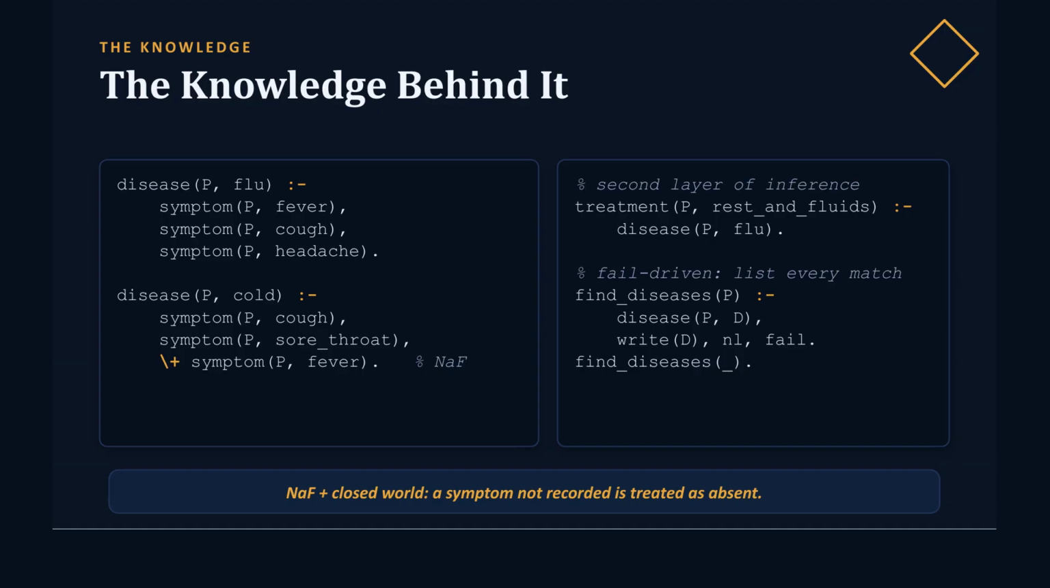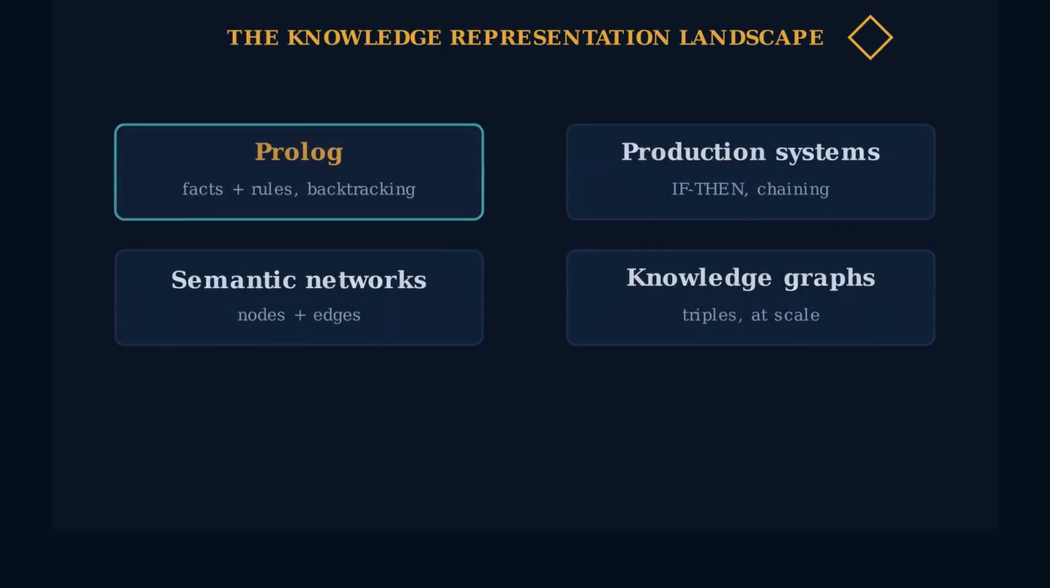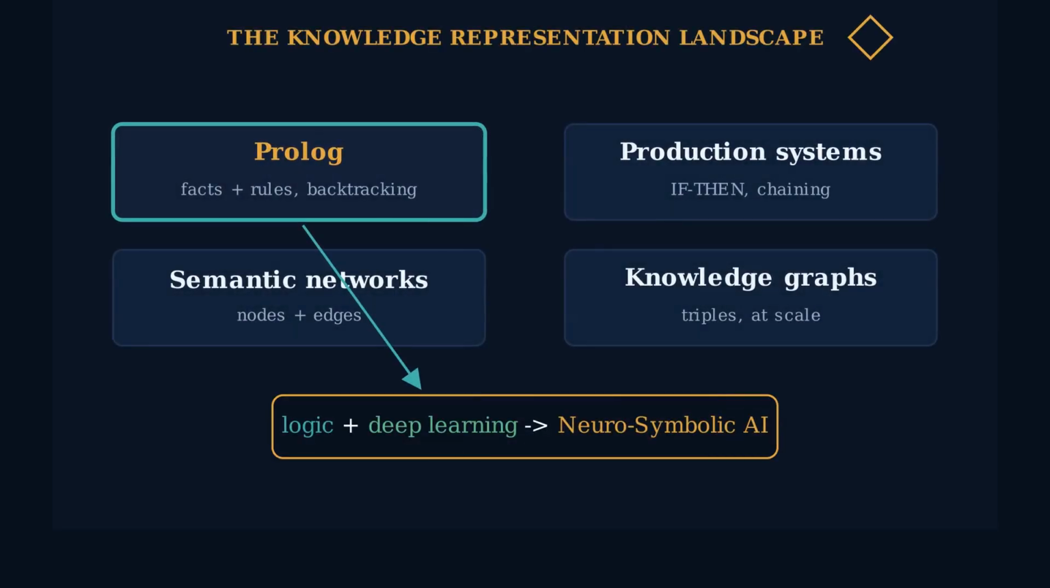And to list every possible diagnosis, we use a fail-driven loop: print one, force a failure, and let backtracking drive the engine through the rest. We can even make it interactive. A recursive loop reads symptoms one at a time, asserts each as a fact, then runs the rules to print a diagnosis. Step back and place Prolog among the ways we represent knowledge.